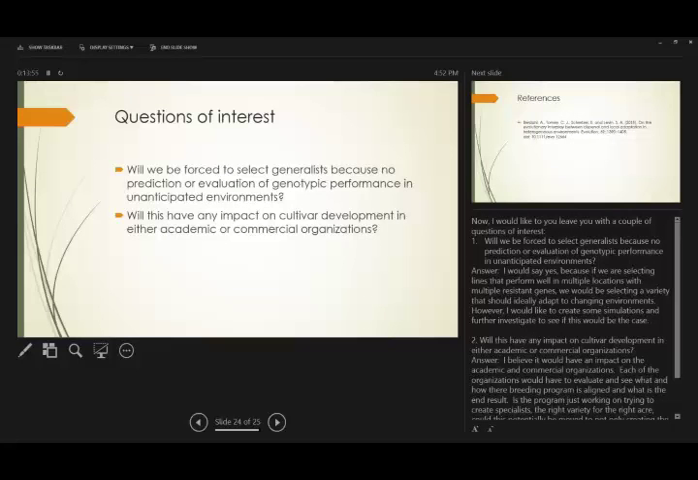Finally, I'd like to leave you with a couple of questions of interest or food for thought. Will we be forced to select generalists, because there is no prediction or evaluation of genotypic performance in unanticipated environments, as plant breeders? Or will this have an impact on cultivar development in either academic or commercial organizations? I now open the floor for other questions.